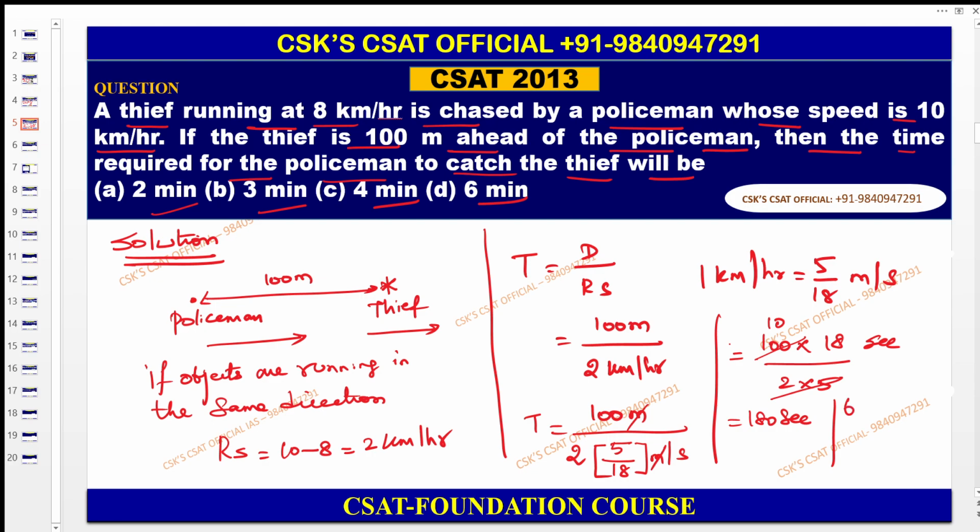You know the unit also. 60 seconds is equal to 1 minute. 180 seconds is equal to 3 minutes. So 180 seconds is nothing but 3 minutes. The answer is option B, 3 minutes. Anybody having a doubt? Or done? Okay, fine. Let us move on to the next question.